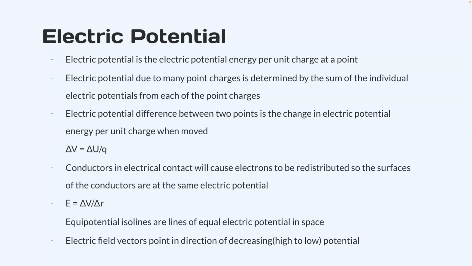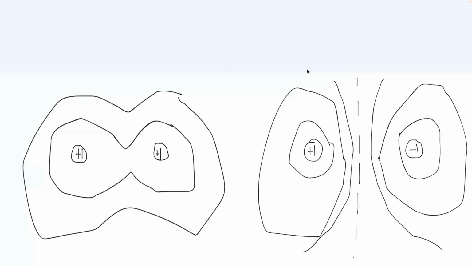Equipotential isolines are just lines of equal electric potential in space. Electric field vectors point in the direction of high to low potential, the decreasing potential. Here are examples of equipotential isolines. So essentially, every circle is a set of points of equal potential in space. So for the diagram on the left, if there are 2 charges of the same sign, the isolines will connect. And it'll look something like that. But on the right, with opposite signs, they will not connect. And there will be a divide between them.